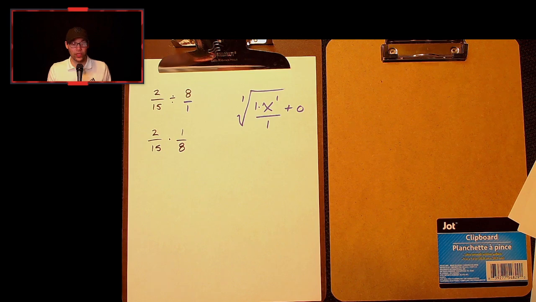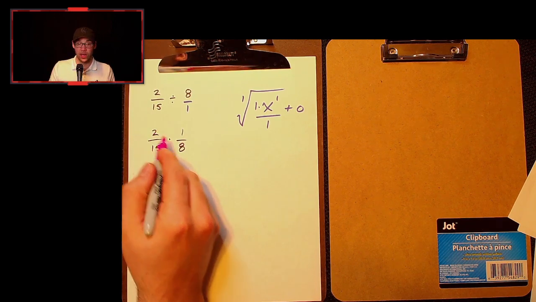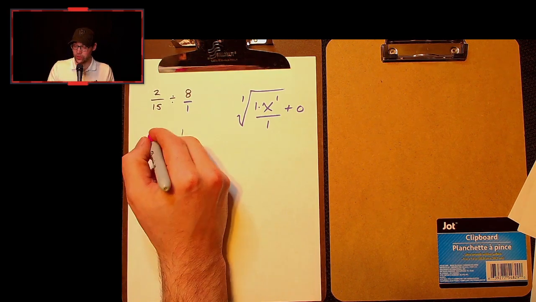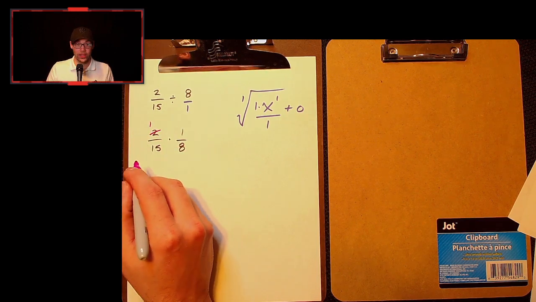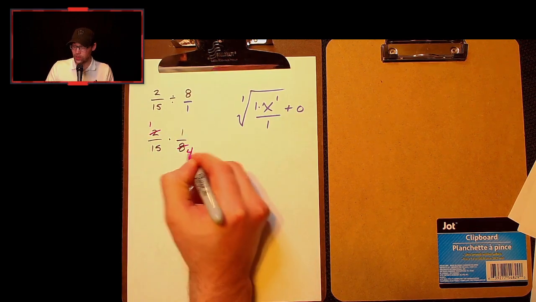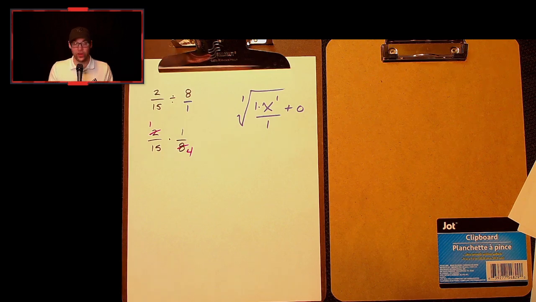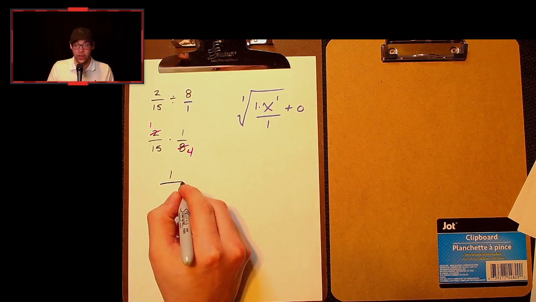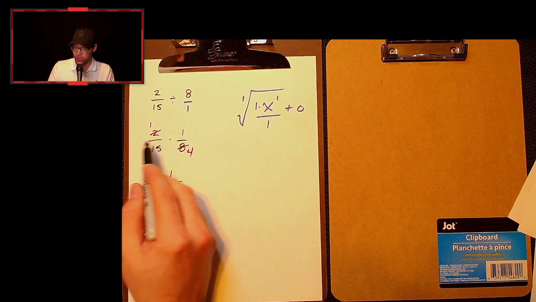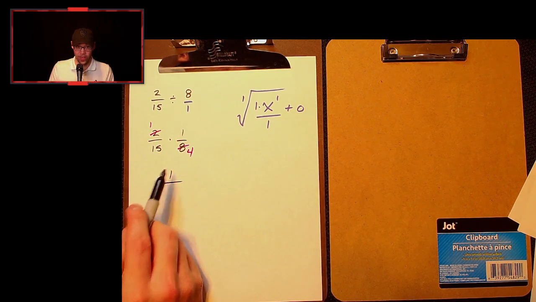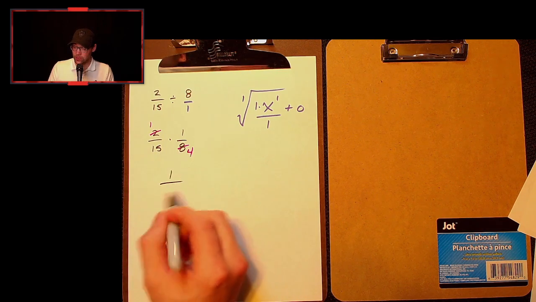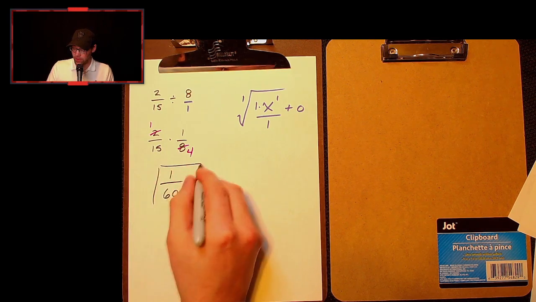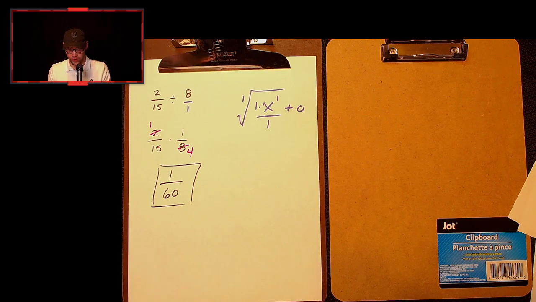And now from here, we can simplify this in whatever method you choose. In this case, I see a 2 on the top and an 8 on the bottom. Both are divisible by 2. 2 goes into 2 one time. 2 goes into 8 4 times. Now all we need to do to get our final answer is multiply the numerators together. 1 times 1 is still 1. We don't get rid of the numerator just because we canceled things out. We still have a 1 up there. And then 15 times 4 is 60. And this would be our final simplified answer.